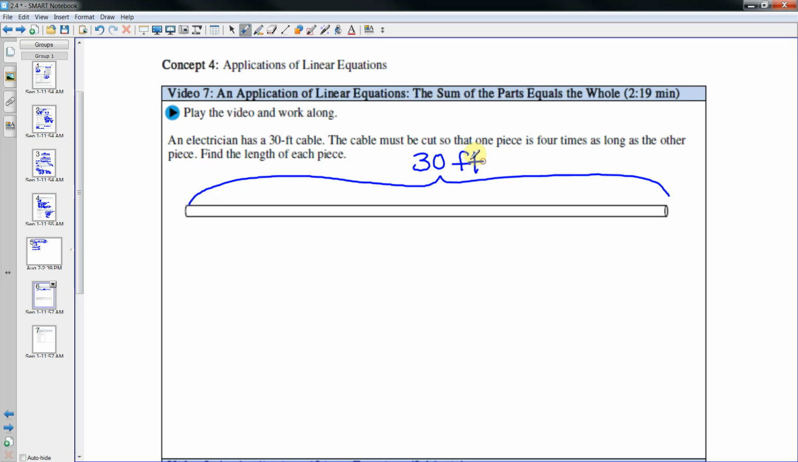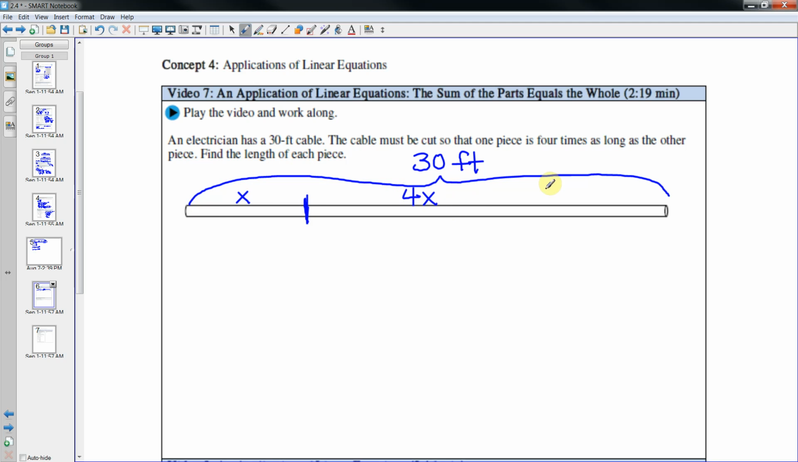And he's got to cut this cable so that one piece is 4 times longer than the other. So I'm just going to do this, and that's kind of just an estimate. So if the smallest piece is x, this other piece has to be 4 times longer than x, so that's 4x. Find the length of each piece.